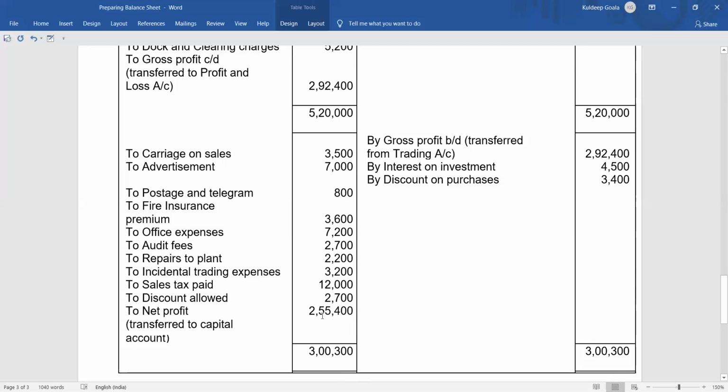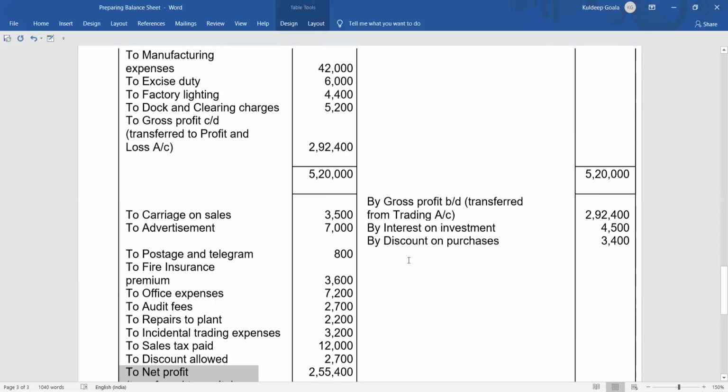2,55,400 rupees. Okay, this calculation is correct because the 6,000 was already placed here. So automatically, if I deduct, it will come like this. The same value will come. Okay, so this is correct. It will be 2,55,400 rupees. Here, this is the net profit which will be transferred to the capital account. And where is the capital account? In the balance sheet. That means we are going to prepare the balance sheet now.